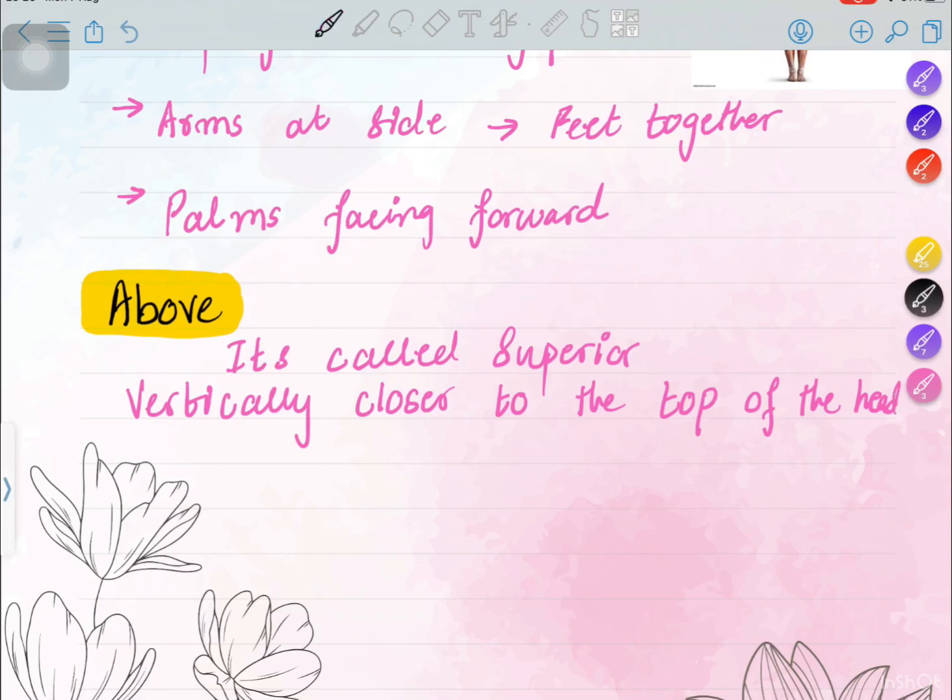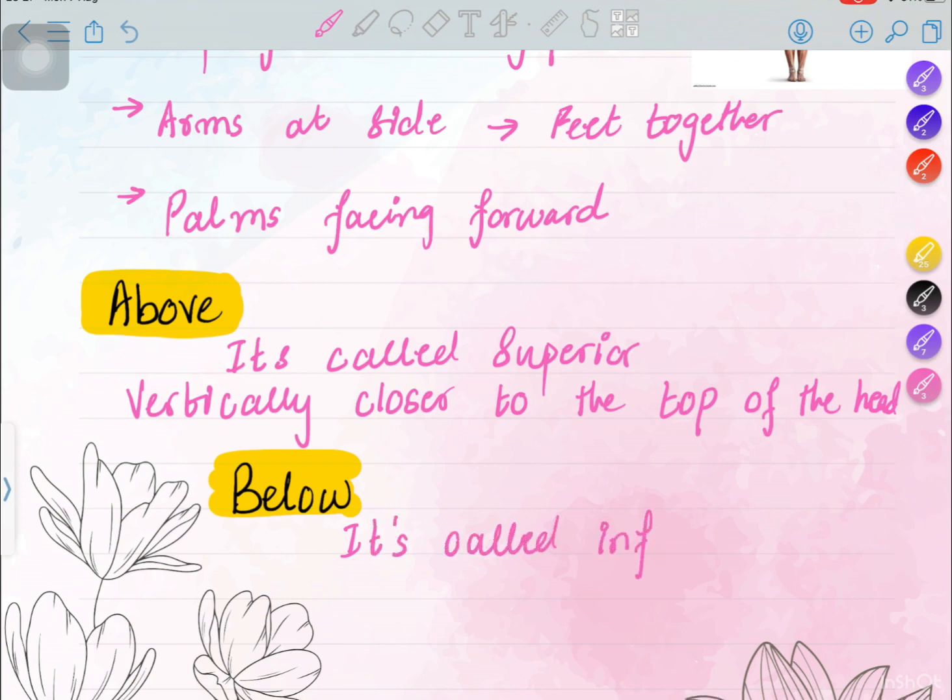So can I say my neck is superior? Superior means that vertically it is close to my head. My chest is superior, which means vertically it is close to the head. We will not say above. When we talk, can you see I'm talking referentially? Can I say that my chest is superior, which means it is vertically close to the head?